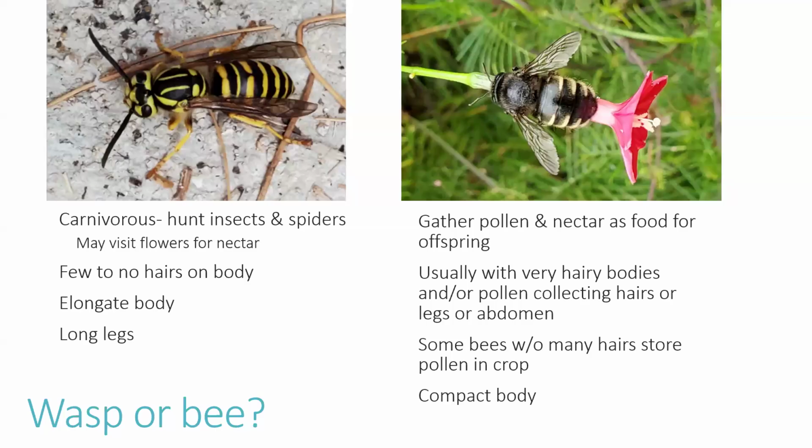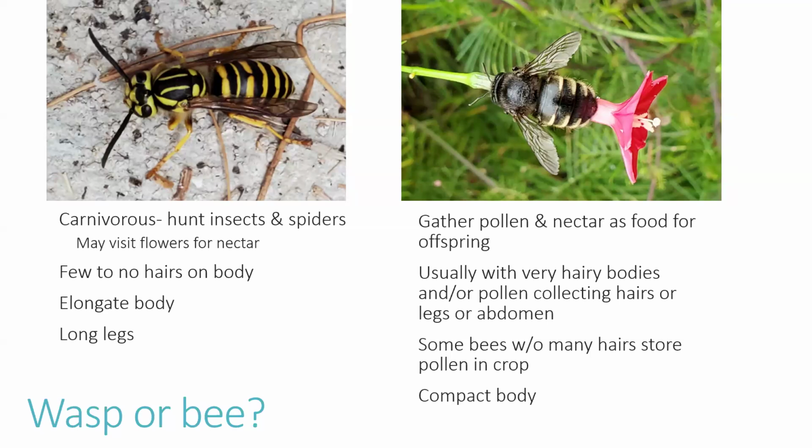So the first thing that we need to talk about is the difference between wasps and bees. These are both in the order Hymenoptera, which means that they have certain characteristics that group them together. As we look closely at them, both are going to have a constriction between the thorax and the abdomen. Usually we call this a pinched waist or a wasp waist, but both of them have it.